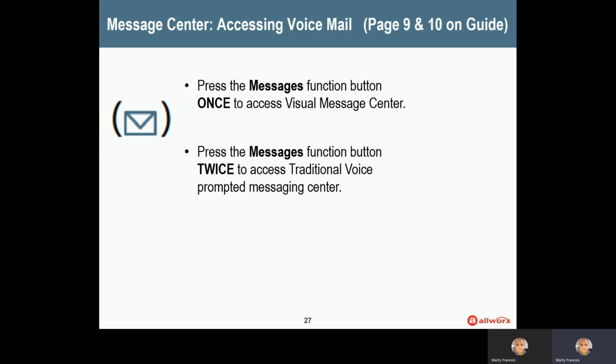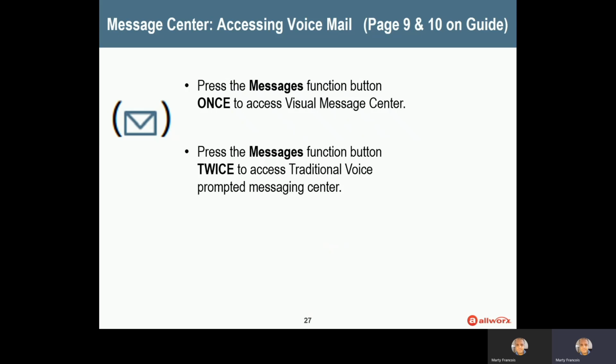The Allworx has a very similar one, called the Visual Voice Message Center. If you press that messages function button once, it's going to take you to the on-screen access. If you press the messages function button twice, it's going to take you to the more traditional voice prompted messaging center. I call her the voice of Mrs. Allworx, that tells you enter your PIN, or enter your password, and press 1 to listen to messages, and kind of voice prompts you. And so that's the two different ways to access voicemail.